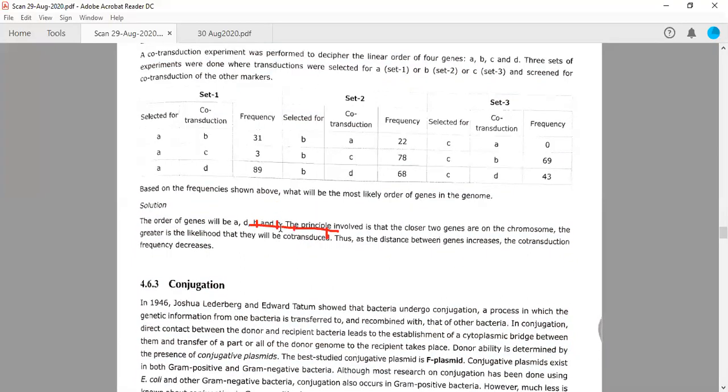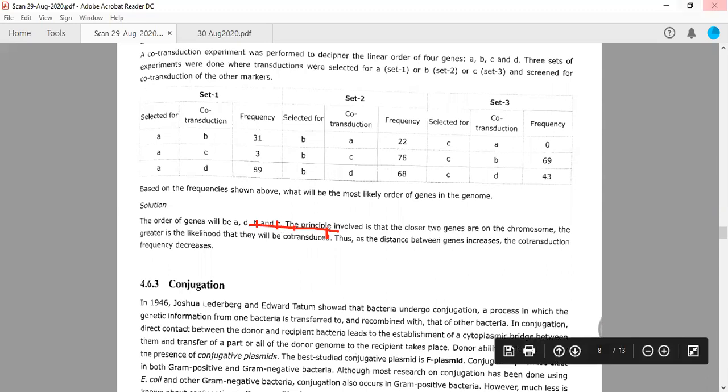And generally, gene order questions have been asked in competitive examinations, right? So something will be given to you, no worries. We will see a few examples in conjugation also, because all three processes, conjugation, transduction, or transformation, can be used to find the gene order.